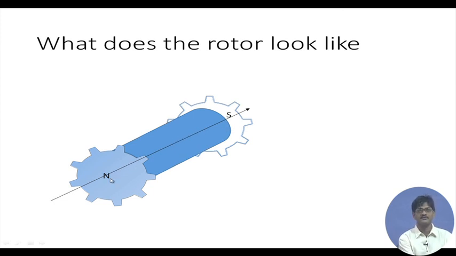So, this side as a whole is north, this side as a whole is south, and therefore, if you look at it from this side, you will see basically a sort of gear with north poles regularly spaced, and with south poles alternate to these north poles all around the circumference. This is how the shape which was previously shown is attained.